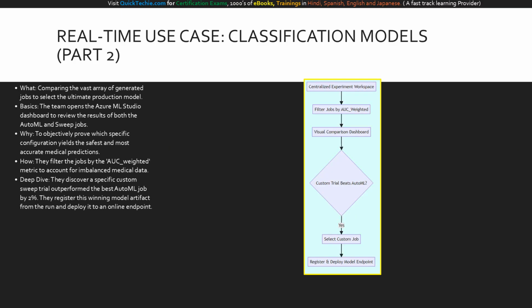In part 2 of our use case, the training jobs have finished. We now have over 50 different models sitting in our workspace. The team opens the Azure ML Studio dashboard to compare the results. Why? Because they need undeniable proof of which configuration yields the most accurate medical predictions. Because medical data is often imbalanced, meaning far more healthy patients than sick ones, they ignore raw accuracy. Instead, they use the dashboard to filter and rank all jobs by the AUC-weighted metric.